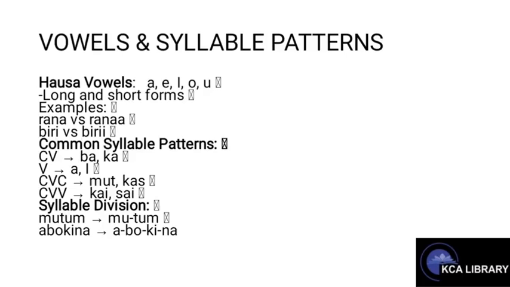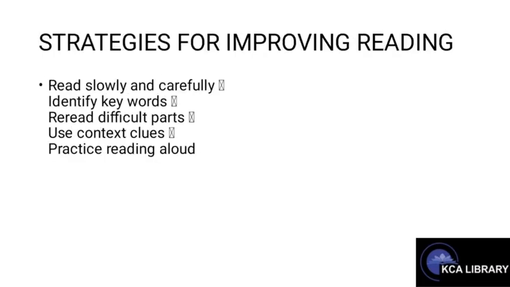Syllable division. Mutum, that is a 2-syllable word. Abokina is broken into a 4-syllable word. Strategies for improving reading. How do you improve reading in Hausa? First, read slowly and carefully. Identify keywords and phrases. Reread difficult passages, and use context to infer meaning.